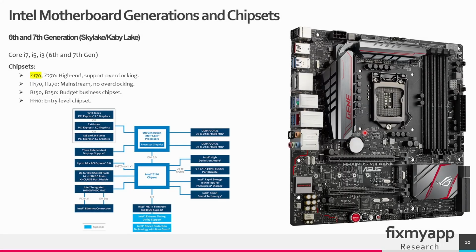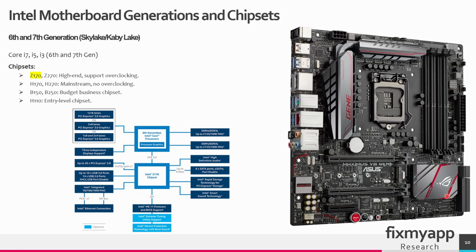This is a 6th or 7th generation Intel motherboard. These are the different chipsets. So the H110 is the entry-level chipset, up to the Z170. So this is a high-end chipset that supports overclocking. If you compare this motherboard with the previous motherboard, the 6th and 7th generation implements the DDR4 technology. So the RAM now works on DDR4.